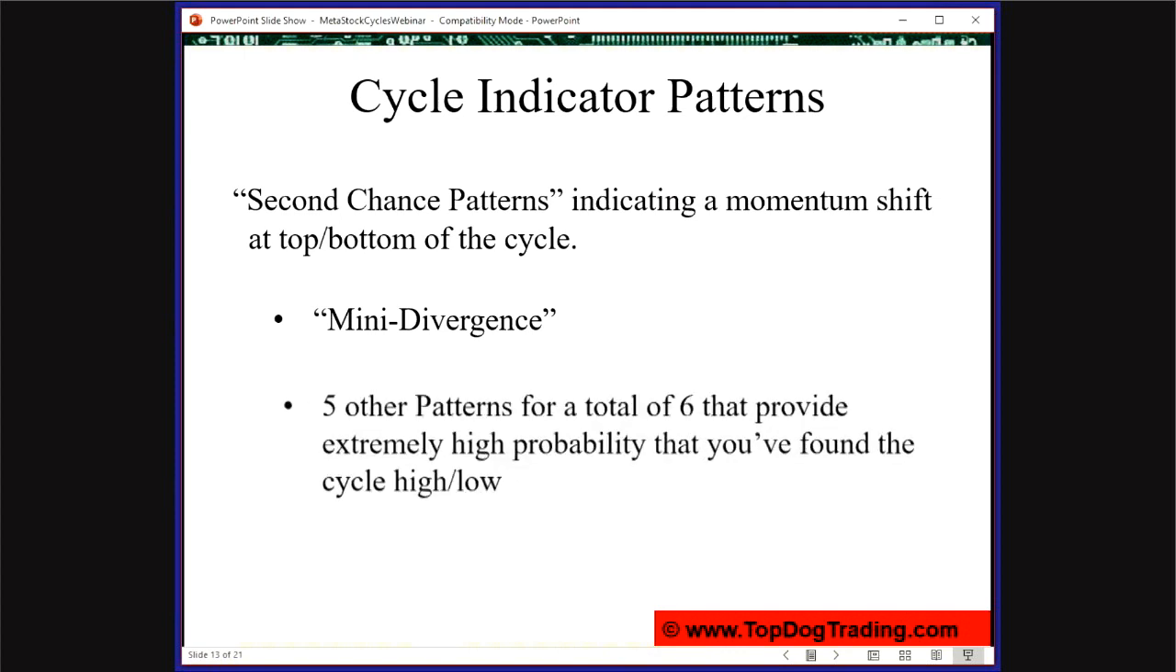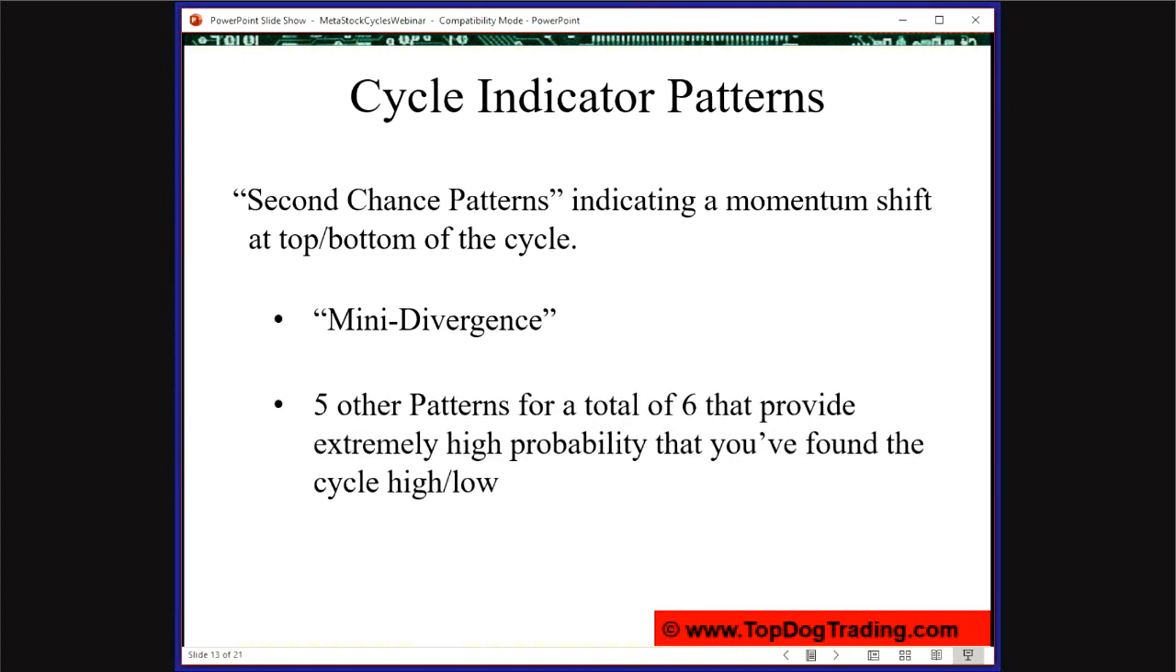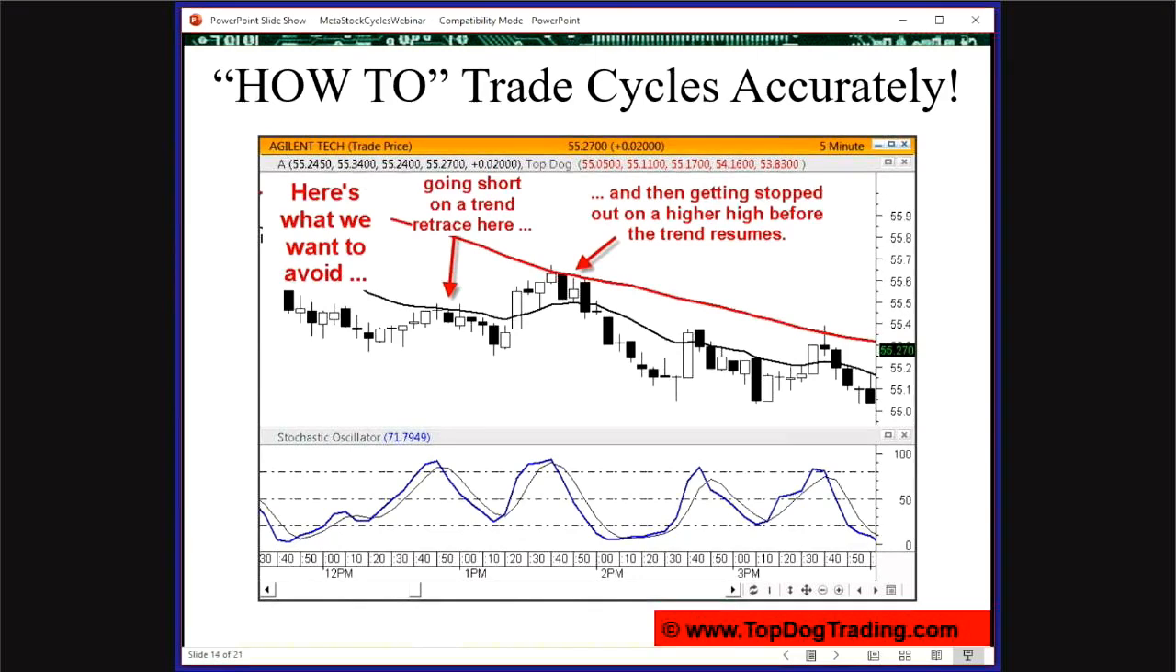We can call it a mini divergence. There are five other patterns that create these little second chance patterns as well, but today we're just going to look at the mini divergence. So why is this important? The reason these patterns must be there is because what we want to avoid is this, and this was one of the problems that people talked about in the quiz or in the survey.